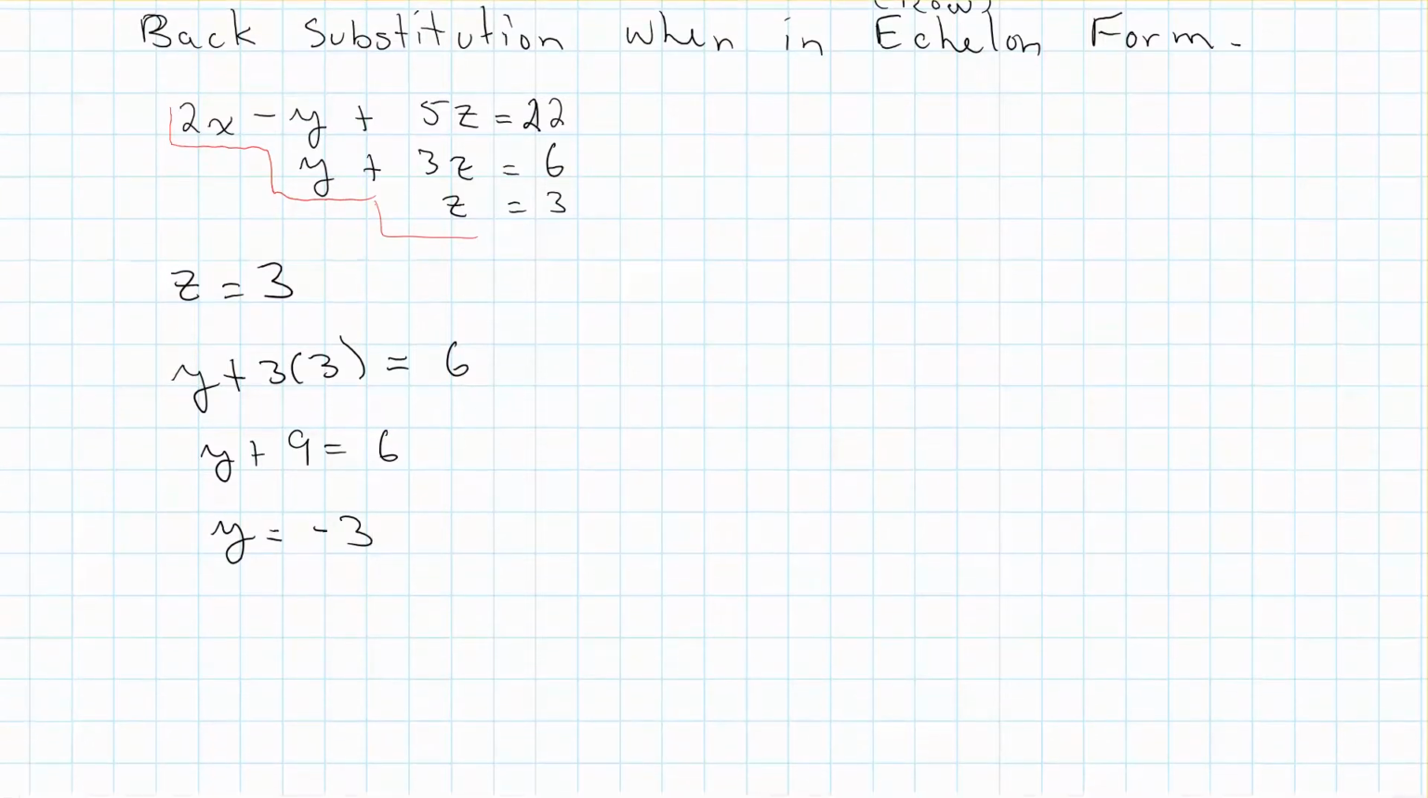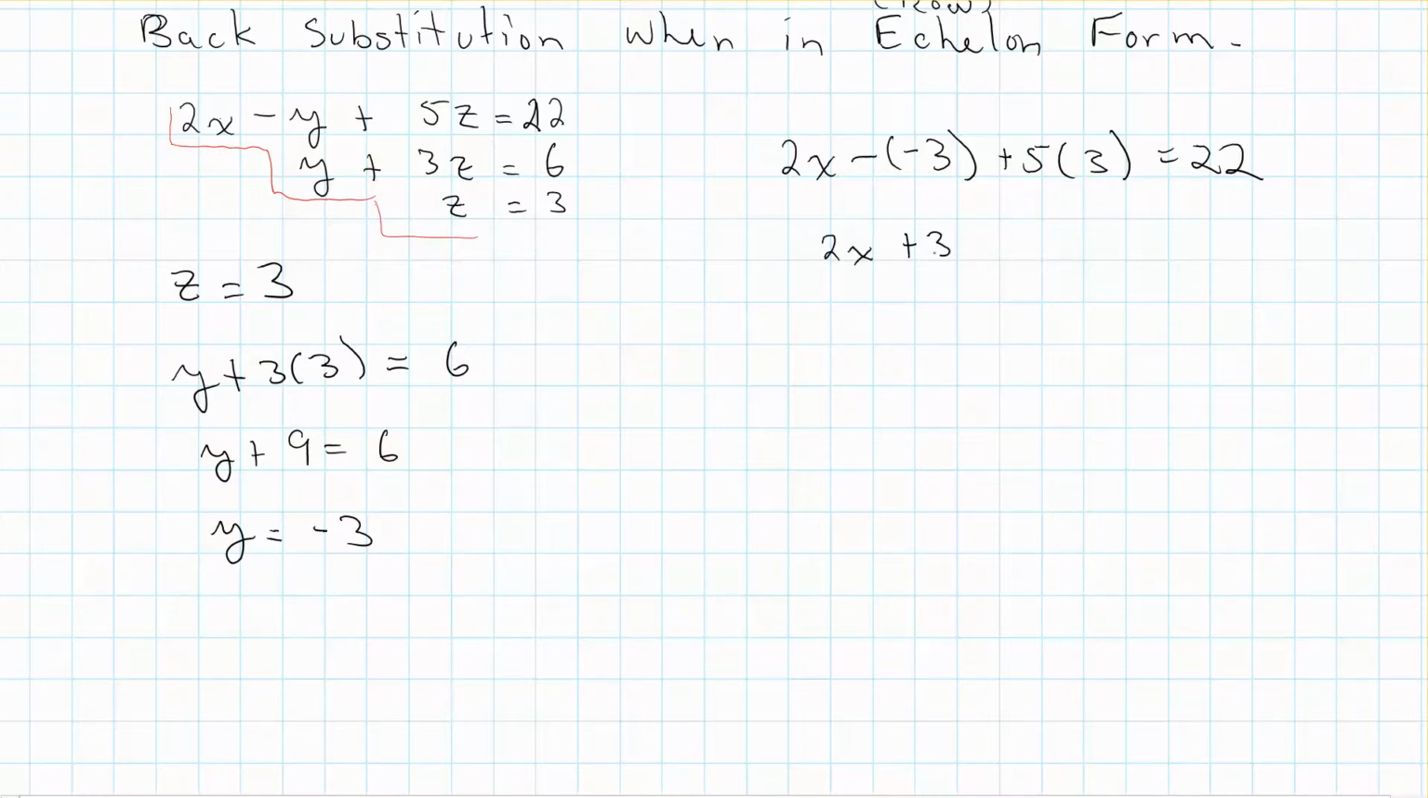And now we do one more back substitution, and we substitute it back into the top equation, which would be then 2x minus negative 3 plus 5 times z, which is 3. And this is equal to 22. And so you get 2x plus 3 plus 15 is equal to 22. So 2x plus 18 equals 22. And then 2x is equal to 4. And then you can divide both sides by 2 and of course get x equals 2.